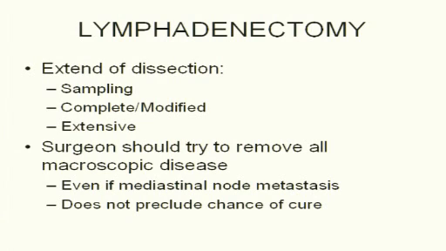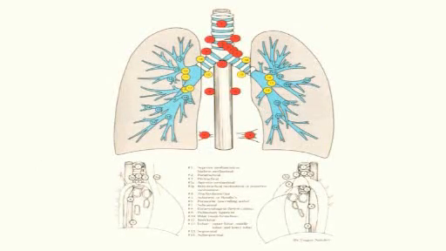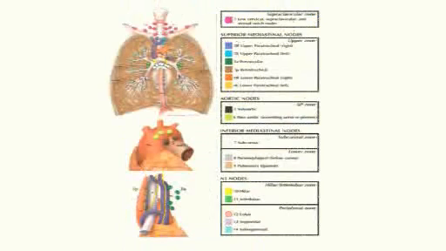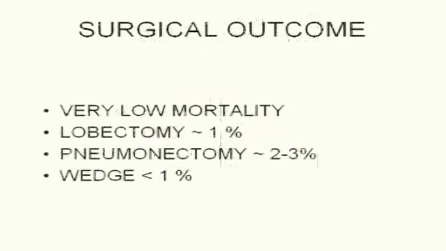There are different modifications. It's too complicated to explain today, but you can also do an extensive lymphadenectomy like it's done in Japan. But usually we do a complete dissection. So you should try to remove as much microscopic disease as possible. As you can see here, it's a bit complex, all the lymph node mapping. Every node has an area and there's a number to it.